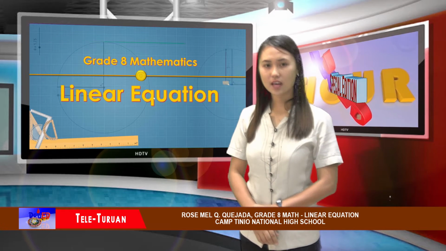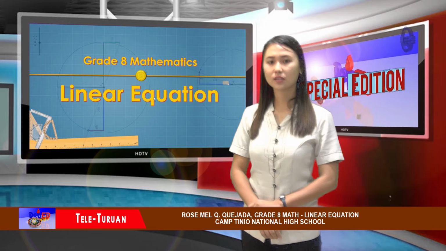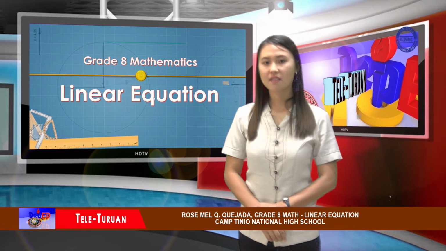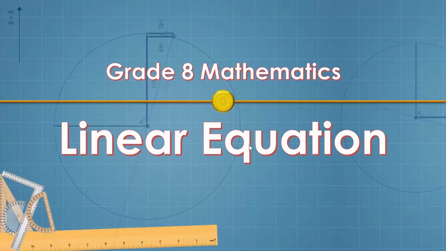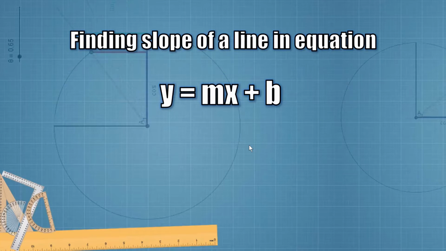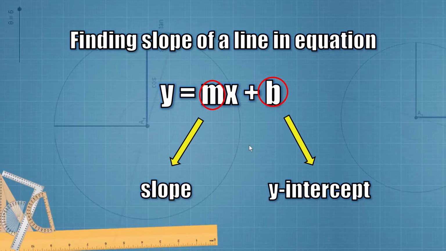Today is another day, another opportunity for us to learn something new about mathematics. But before that, let us have a short review about slope. In mathematics, when we say slope, it refers to the steepness of the line. And we can determine the slope of a line easily on a given equation if it is in the slope-intercept form, or y is equal to mx plus b, where m is the slope and b is the y-intercept.